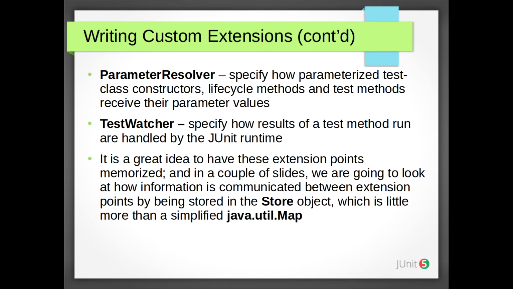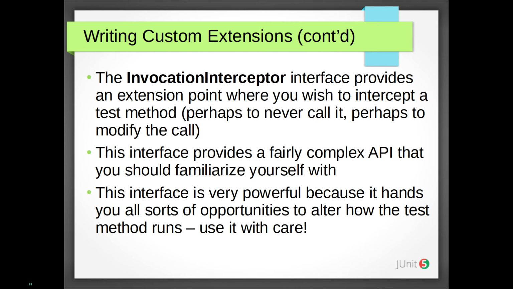So it is a great idea to have these advanced extension points memorized, and in a couple of slides we are going to look at how information is communicated between extension points by being stored in the Store object, which is little more than a simplified java.util.Map. The InvocationInterceptor interface provides an extension point where you wish to intercept a test method, perhaps to never call it, perhaps to modify the call, and I'm gonna give you about 10 seconds to write out InvocationInterceptor.